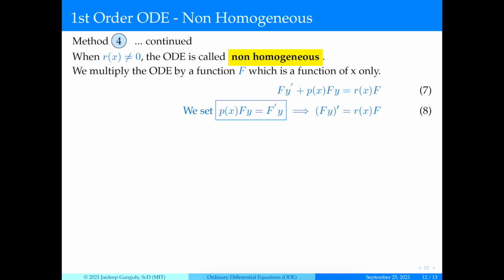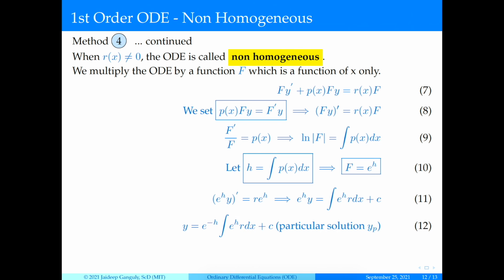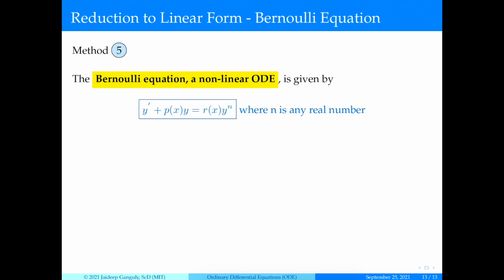Then, we make a clever choice by using a condition, as shown in the box, in equation 8. This simplifies the ODE, and we will use this form later. Based on the condition we have set, we find f in equation 10. Now we substitute f in equation 8, and solve for the particular solution corresponding to the function r of x. The complete solution to the first order ODE is the sum of the solution to the homogeneous equation plus the particular solution.